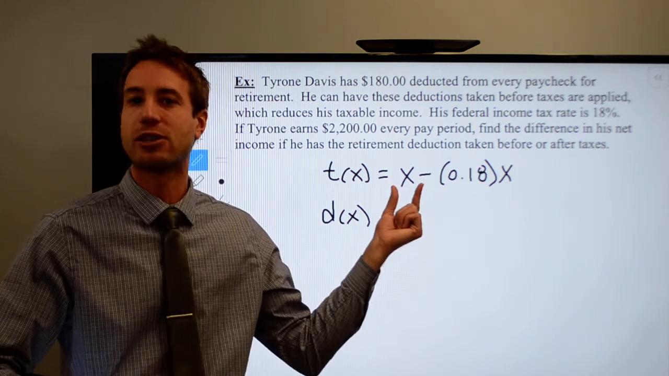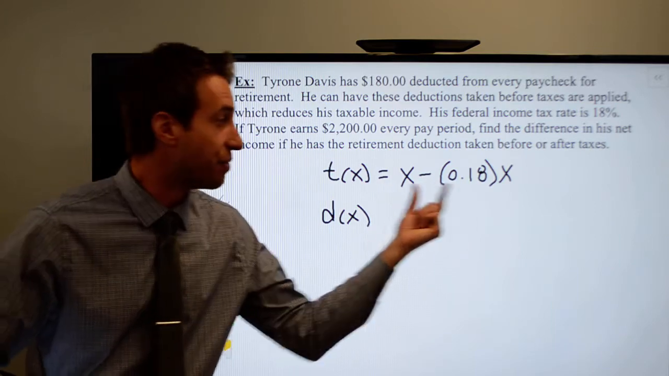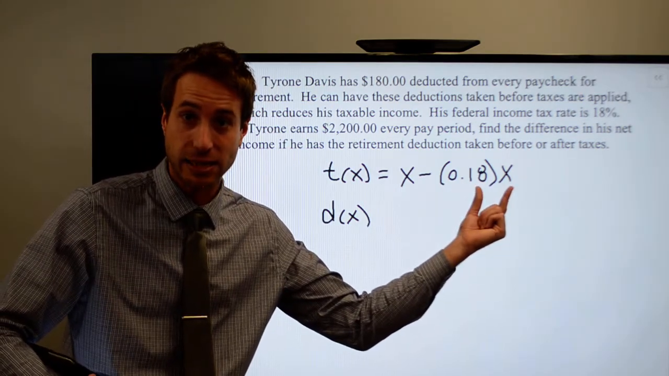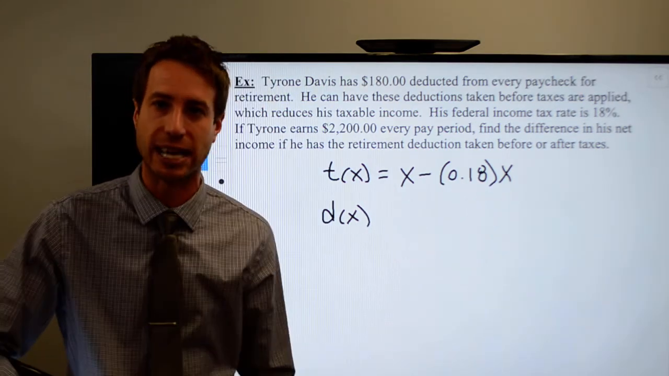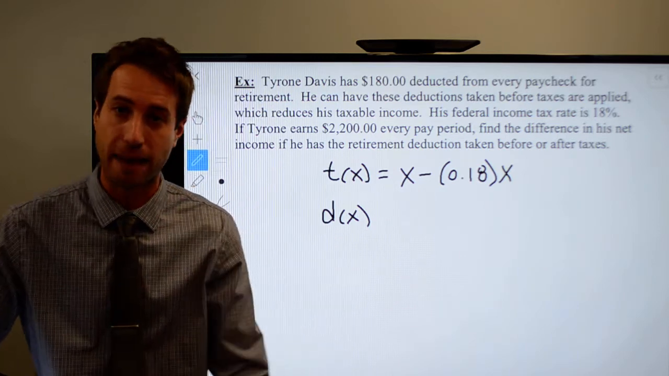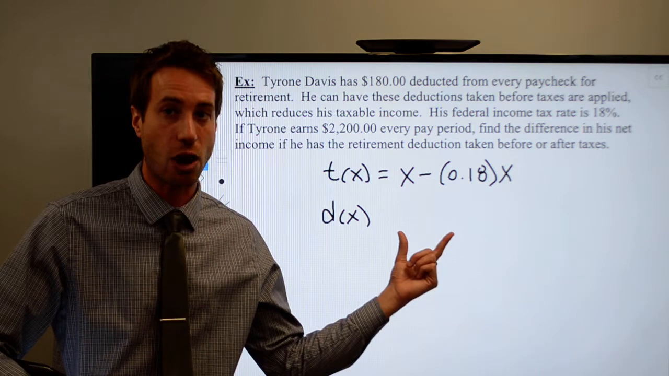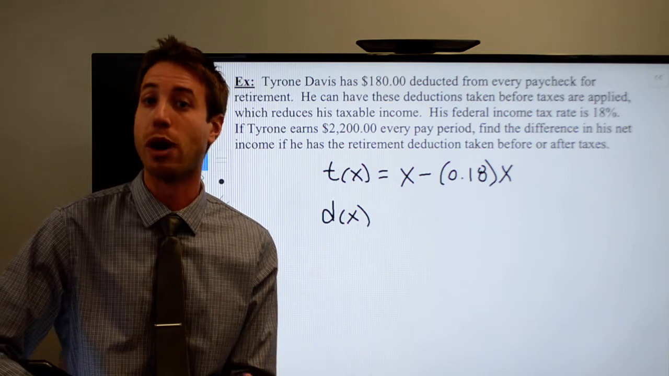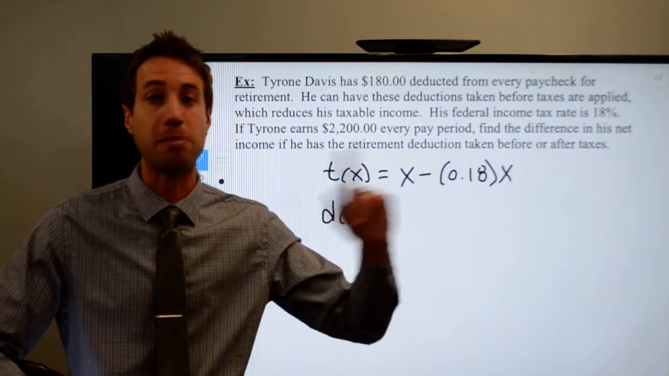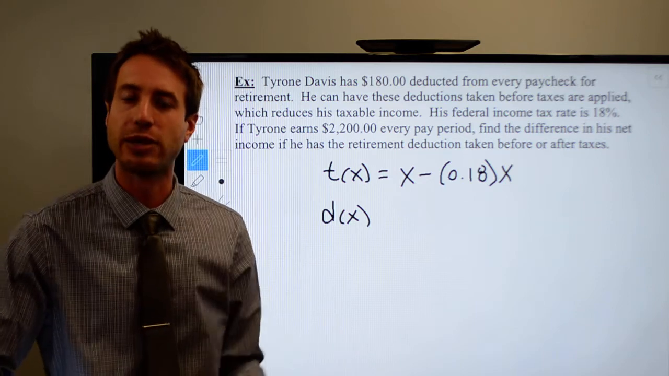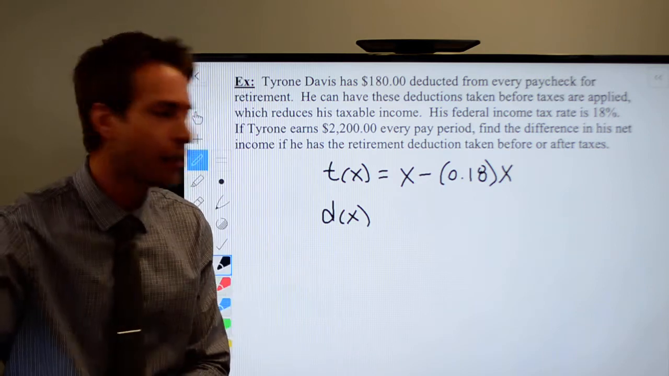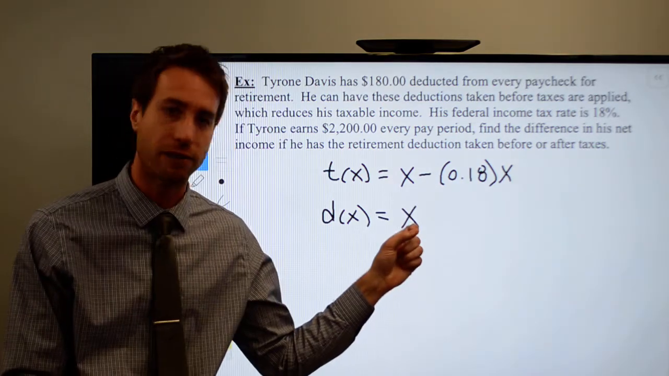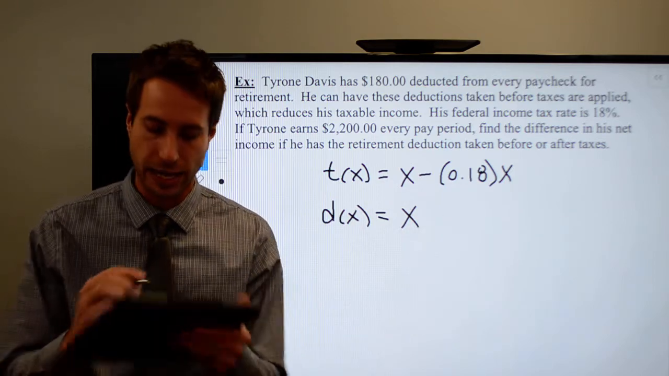So this is what Tyrone actually makes. This is his gross, but this is what he gets taxed on. So you take his gross minus what he gets taxed, and you get his net pay, what he actually takes home. But Tyrone does more than that. He's then going to put $180 into retirement. The question we're trying to answer is, does Tyrone want to put that $180 into retirement before he gets taxed, or put that into retirement after he gets taxed? Either way, Tyrone is going to do a deduction where Tyrone takes his pay, whatever it is, and he subtracts $180.